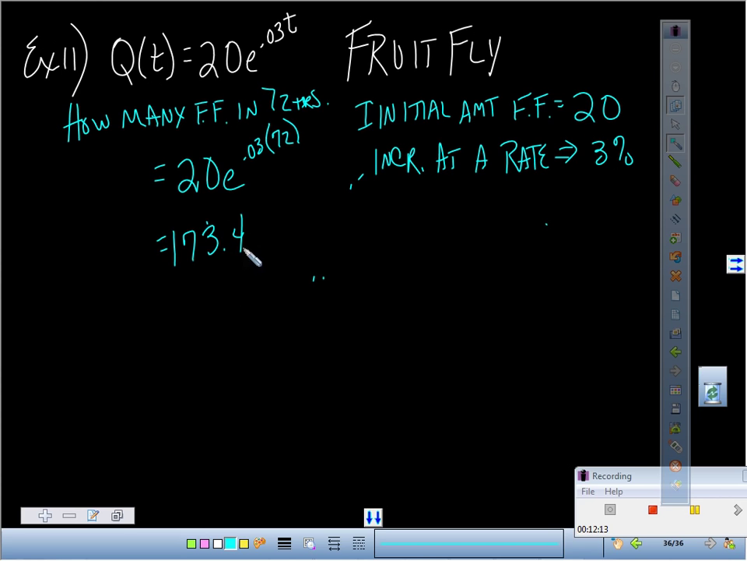Why? Yeah, you can't have 0.4 of a fruit. We don't want 0.4 of a fruit fly. I don't want any fruit flies, but whatever. So what is it? 173 fruit flies. Okay? So what if it had been 173.9 fruit flies? It's still 173 fruit flies. That 0.9, that's not a fruit fly yet. He's almost there, but he's not there. So, okay? Anybody got a question?